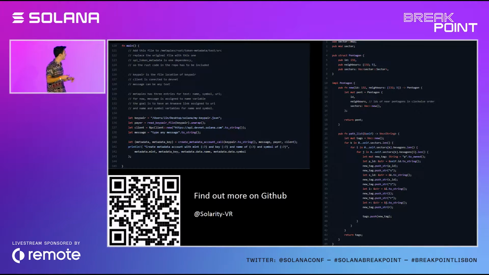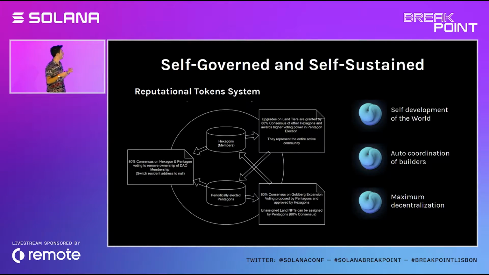at Solarity VR. And how we thought about having basically the maximum decentralization for these Daoverses is to have those hexagons. So these multiple numbers of tiles vote for these periodically elected pentagons that would be just people. And those periodically elected pentagons have the power to propose an expansion of the world. And if the hexagon accepts, they are the ones who are going to sign the new tiles generated.